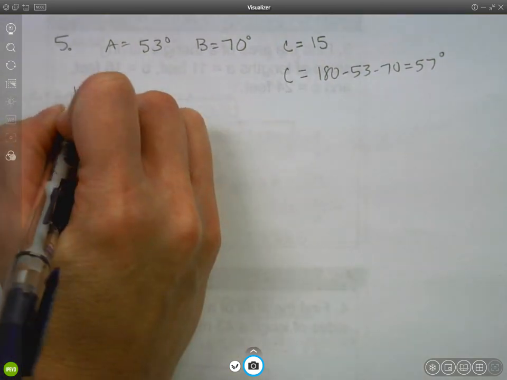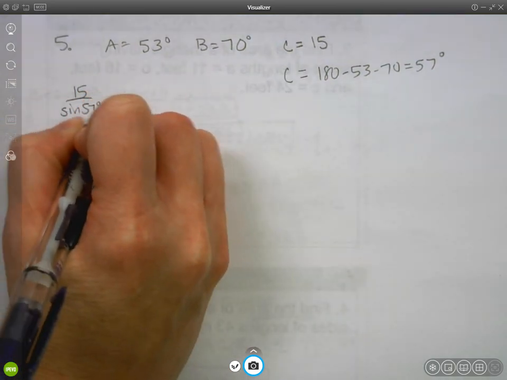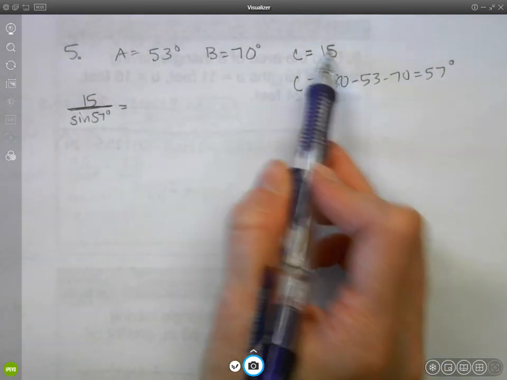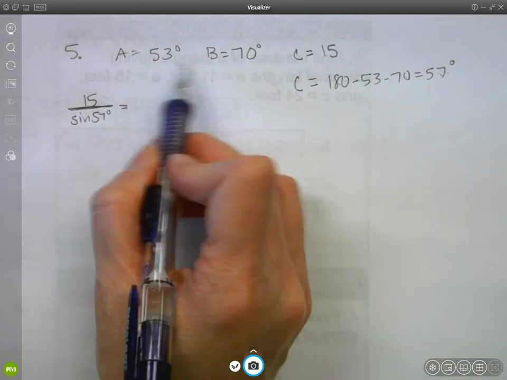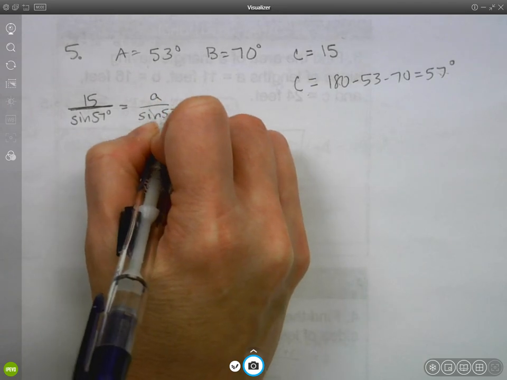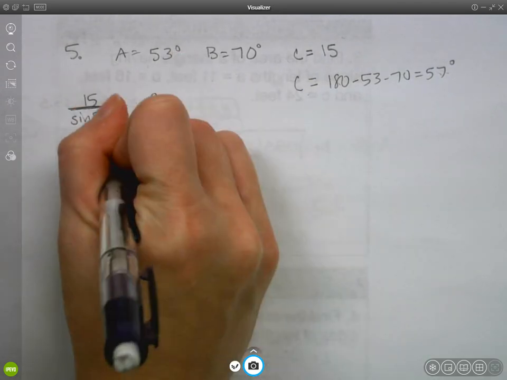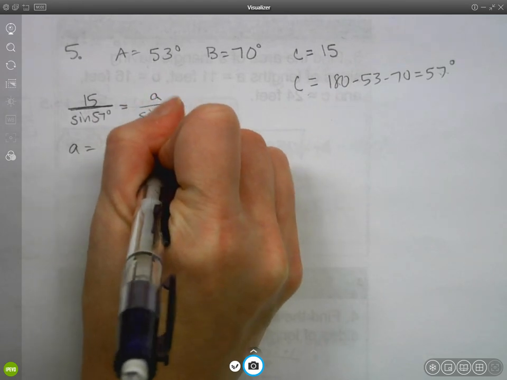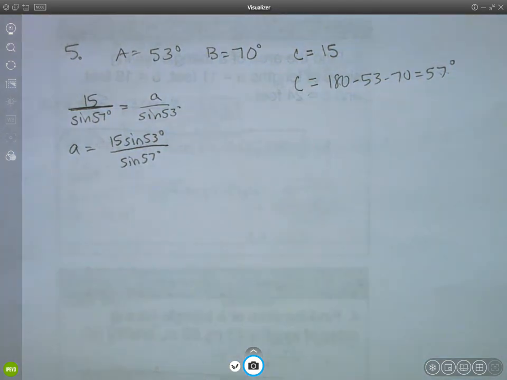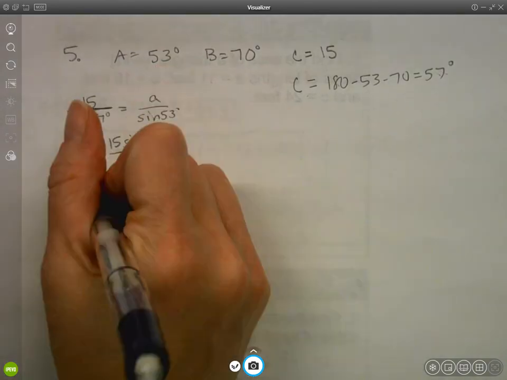We can do 15 over sine 57. I'm not solving the whole thing, so I'm not setting it up like I normally do. But I found the other angle, so I have a matching pair. And I just need to know one of these sides. It doesn't matter which. I'll figure out side A. So side A is going to be pretty close to 15 because 53 and 57 are pretty close. 14.3.